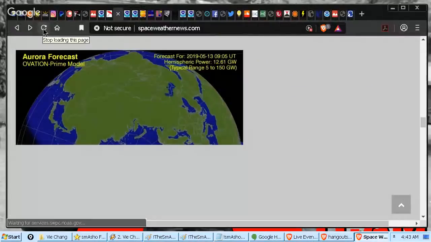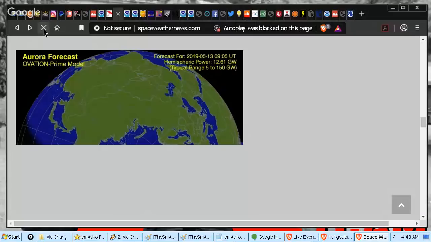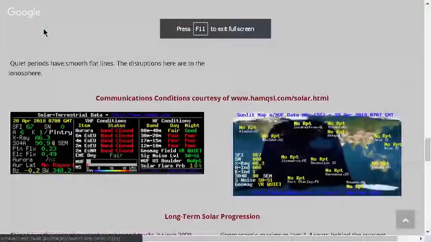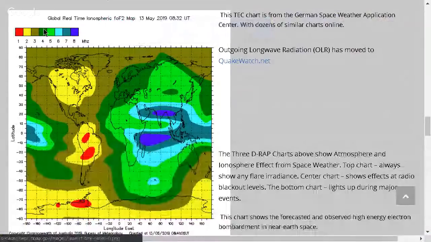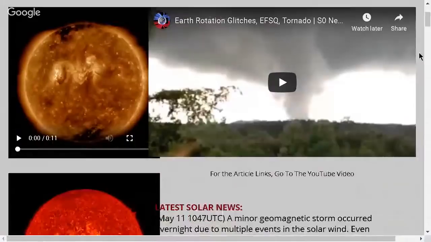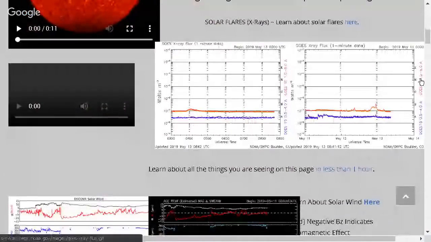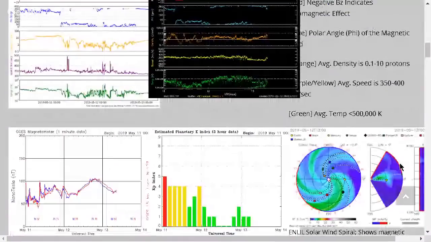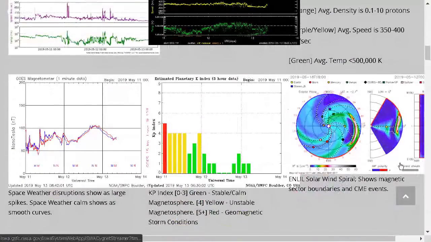How about a little spaceweathernews.com? We apologize if it's too controversial, folks. Is it too controversial? Too controversial. So we saw a small mid B class X-ray flare there around midnight Universal time. Otherwise, not a whole lot going on.